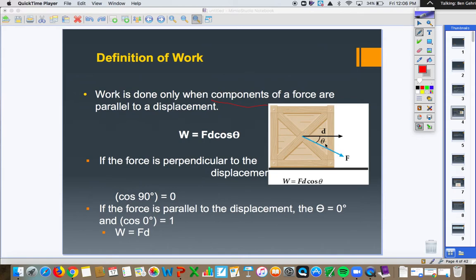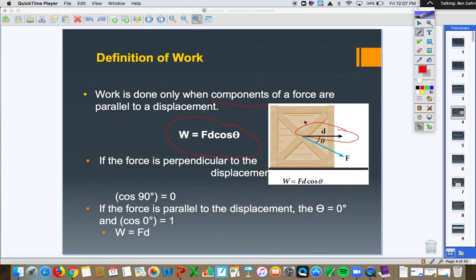For example, if I'm pulling this box with a force here, the only part that I'm concerned about is going to be this component up here. And so the easier way to work that: if the force is perpendicular to the displacement, it's going to be 0, so we don't get anything. If it's parallel, it's going to be 1, and so we get force times distance. But it's going to be F D cosine theta that is the equation you use a lot with forces at angles. And so again, cosine of 90 is 0.